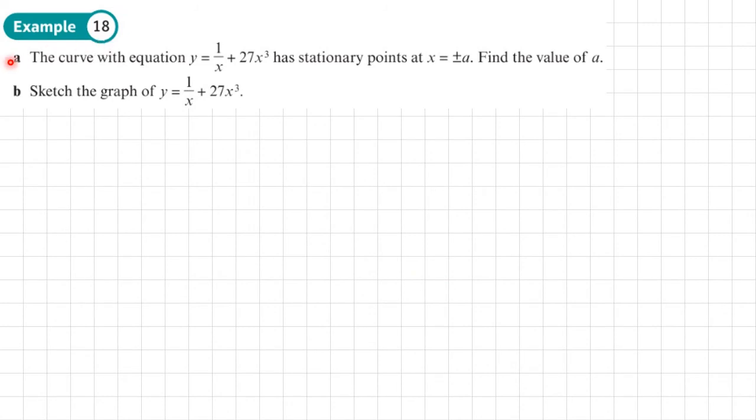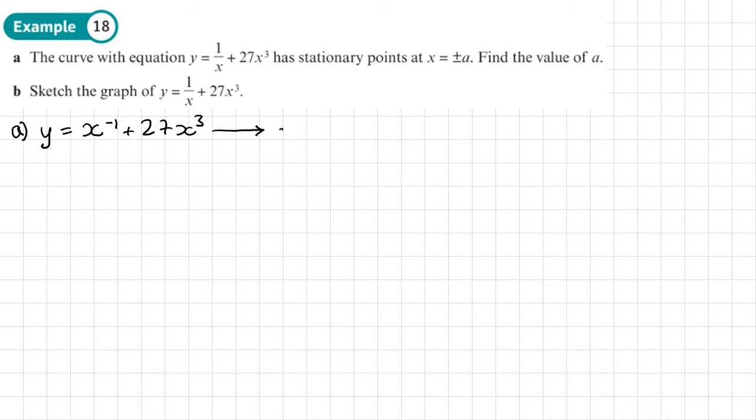Example 18, part A. The curve with equation y equals 1 over x plus 27x cubed has stationary points at x equals plus or minus a. Find the value of a. Right, so that means we're going to have to differentiate this. We want to write this in a form that we can differentiate. So that 1 over x, we're going to write as x to the power of negative 1. So x to the power of negative 1 plus 27x cubed.